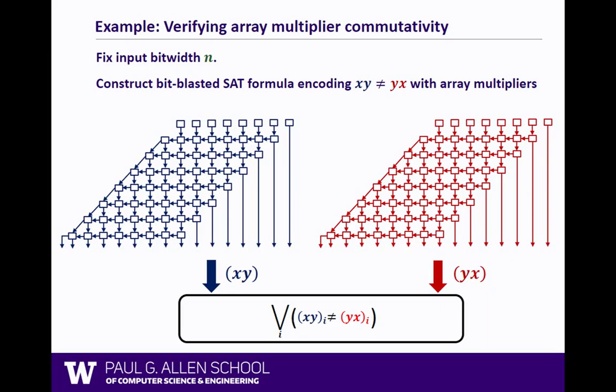We fix some input bit width, and we construct the bit-blasted formula, which has two copies of the multiplier. One copy computes x times y, the other computes y times x. And then those go into another circuit that just says that there's some output bit that differs between the two.